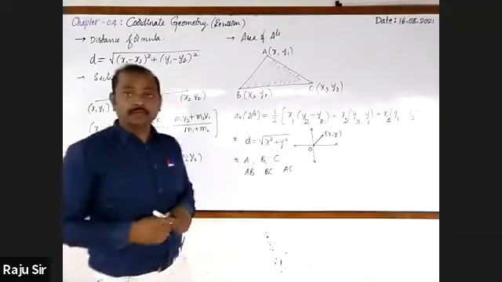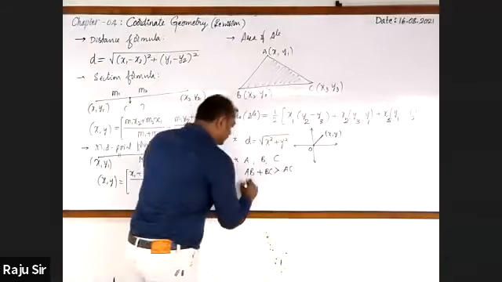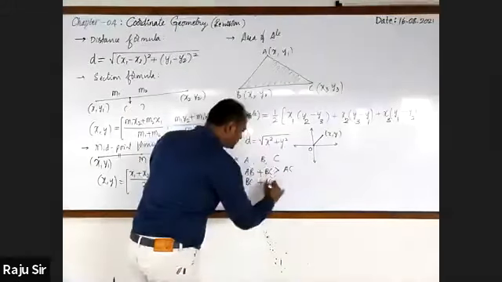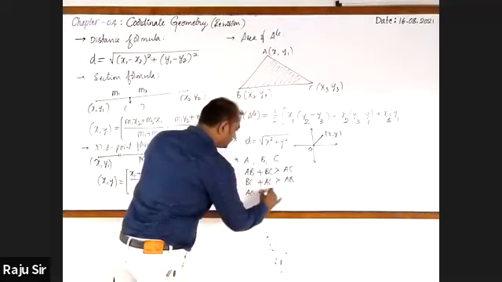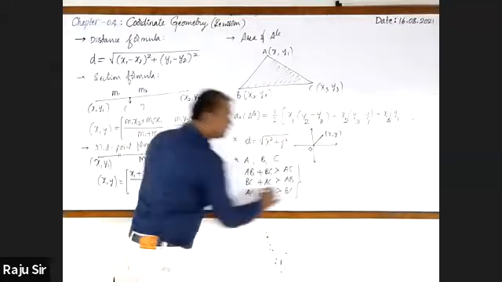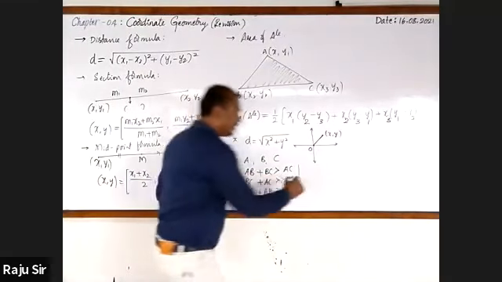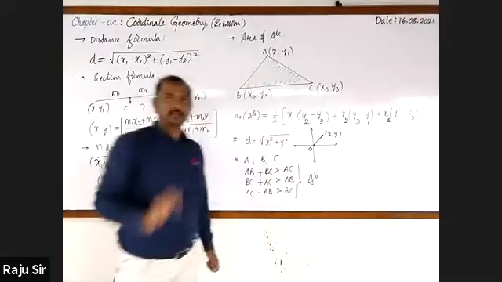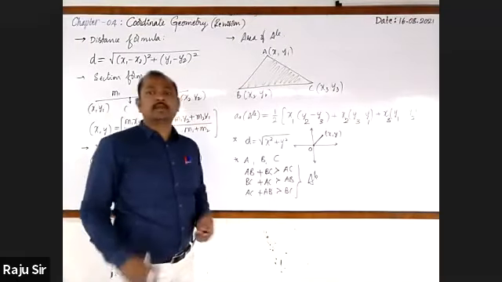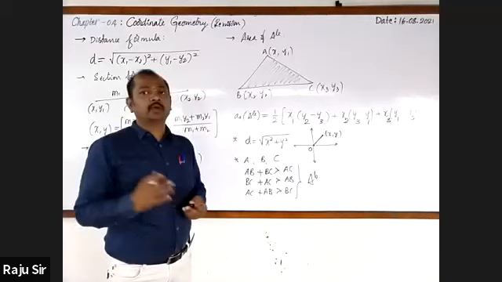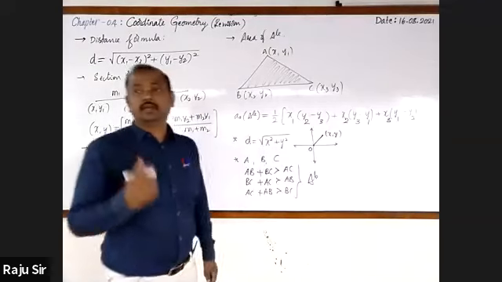And you will verify whether AB plus BC is greater than AC, and BC plus AC is greater than AB, then AC plus AB is greater than BC. If all three conditions hold good, then you can say that a triangle is formed, right? Correct or not? If any one of these does not hold good, then what do you say about the points? They form a straight line. They are collinear.